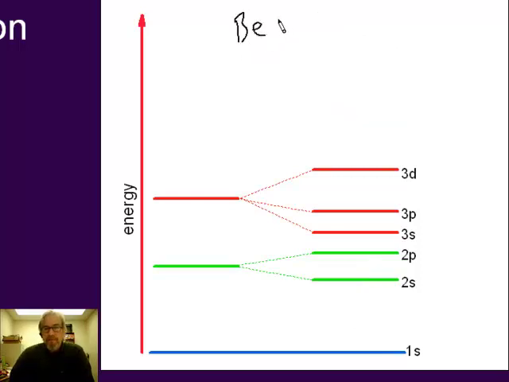Beryllium. Beryllium is element number 4, so I'm going to have to populate 4 electrons into this chart. The first 2 go in the 1s sublevel. The next 2 can go in the 2s sublevel because s's can contain up to 2 electrons.